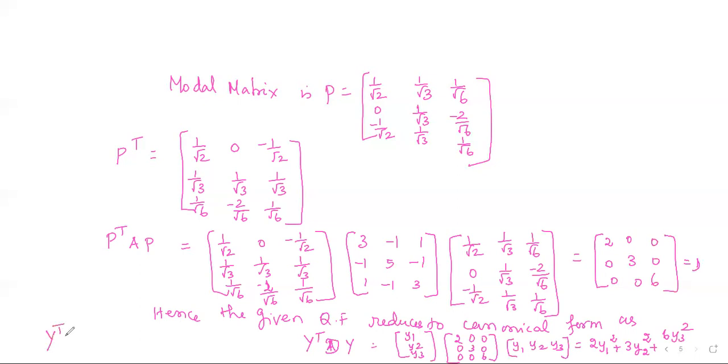So again I'll write here. The final form is Y transpose DY is equal to 2y1 square plus 3y2 square plus 6y3 square. So hence we have reduced the quadratic form to the canonical form by the orthogonal transformation.